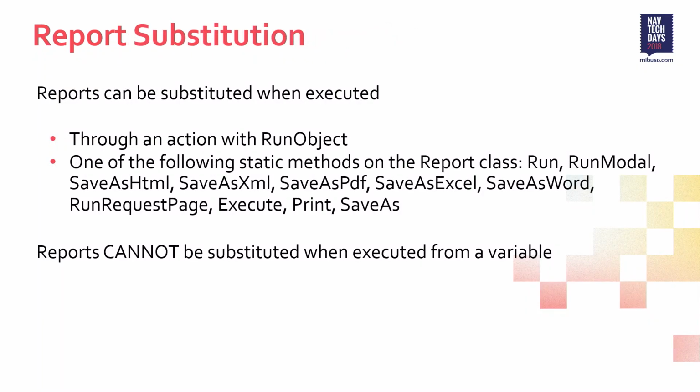So one small detail that you have to take into consideration is that substitution only happens when a report is run through as a result of a user activating an action that has the run object set as a report, or when it is run through one of the static methods on the report class. Reports cannot be substituted when executed from a variable. So if you have foo report customer list and foo.run, that will always run the customer list, not the better customer list in this case.